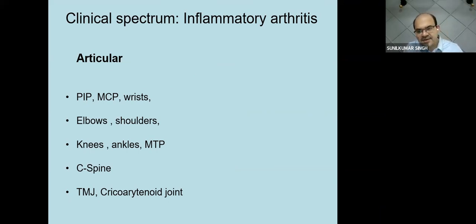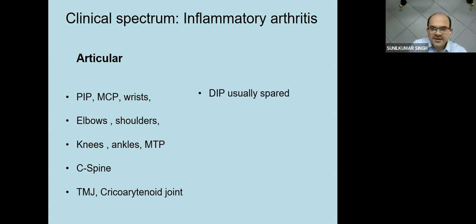So we are looking at the articular spectrum. The joints manifested are the PIP joints, the MCP joints, and the wrist joints, the hand joints, the elbow and the shoulder, the knees, ankles, and the metatarsophalangeal joints, the midfoot joints. The cervical spine is not very commonly involved, but the atlantoaxial region is what can be involved. The temporomandibular joint and the cricoarytenoid joint are just to remember that they can be involved, but they are not very common manifestations which we see in clinical practice.